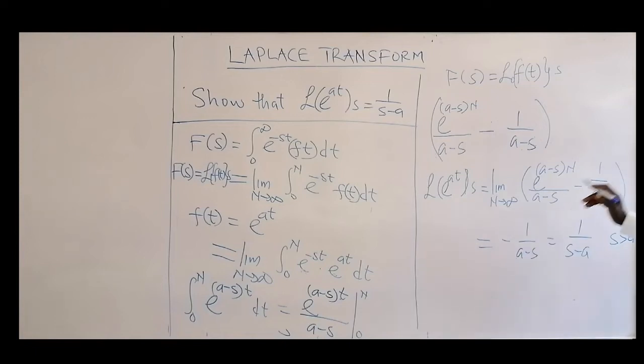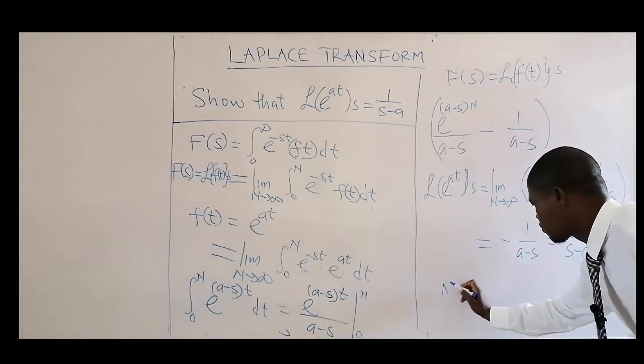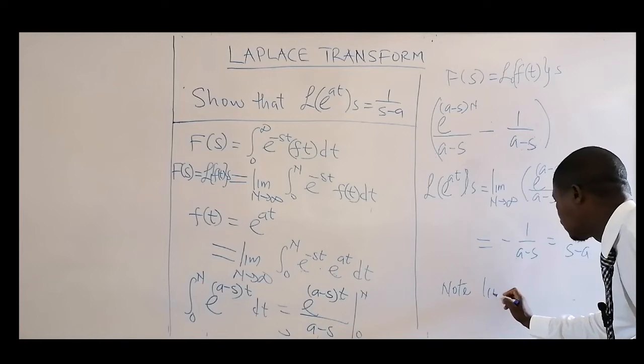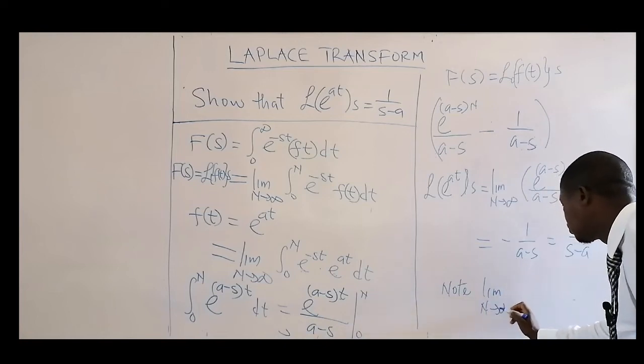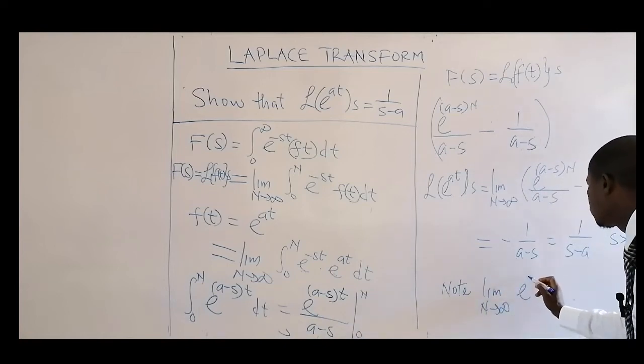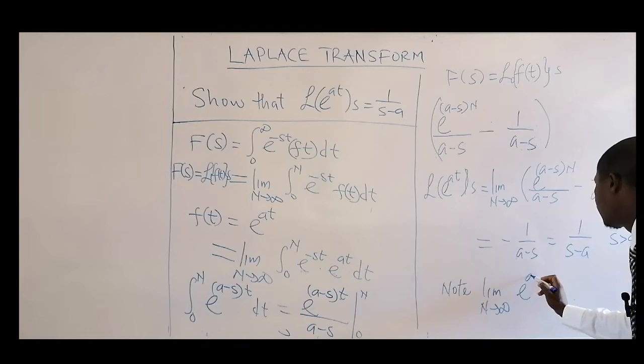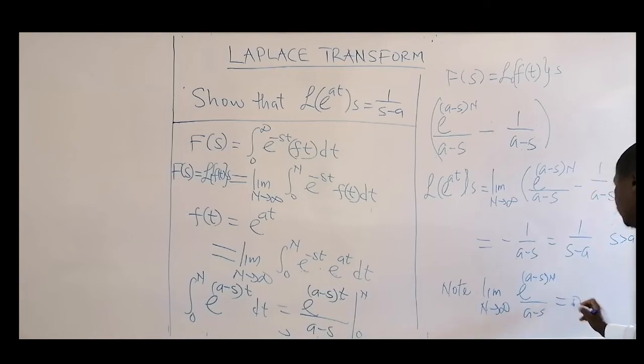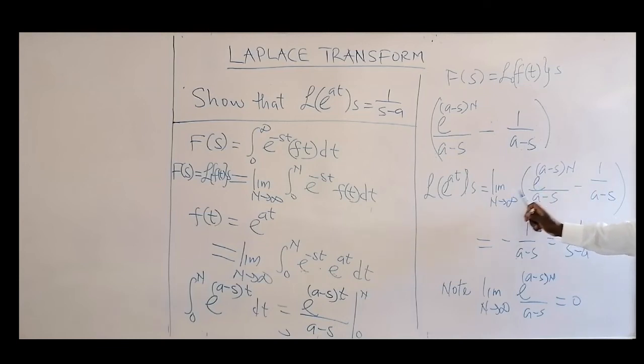But you must note the limit as n tends to infinity of this function is equal to 0. When you have a limit of a difference of functions, it will be the limit of this and the limit of this, and this is just a constant there. So that's why we just have this, and this one will tend to 0 as n becomes larger.